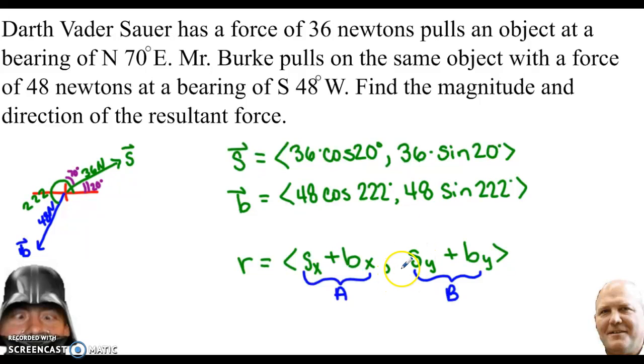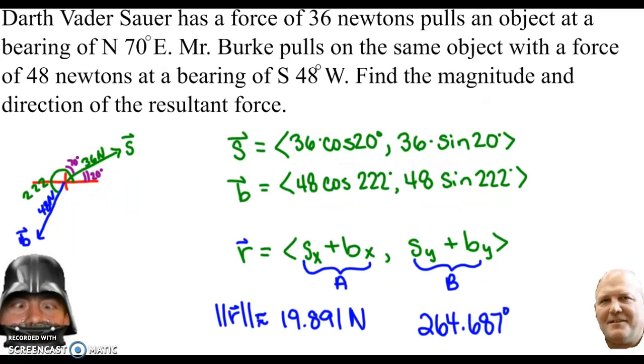So pause the video, find the resultant, and find your angle. Looking at the values of your resultant is going to help you determine what you need to do for your angle. So here they are. Here's our magnitude and here's our angle. And it's 264.687 because my horizontal and vertical components are both negative.